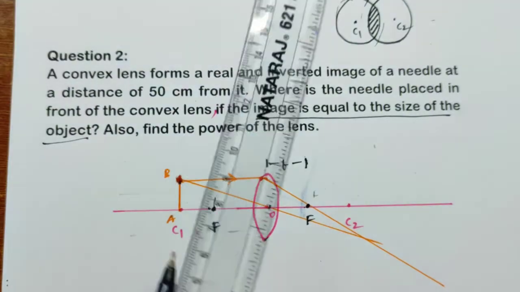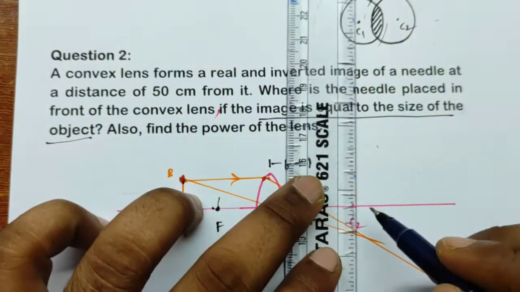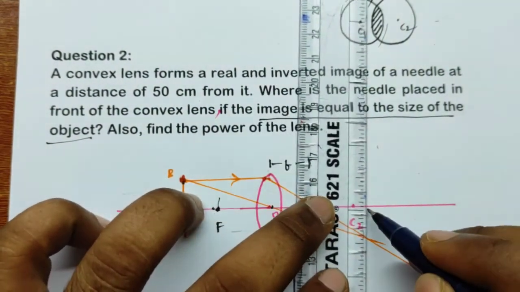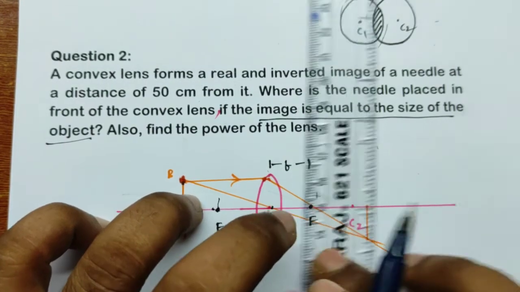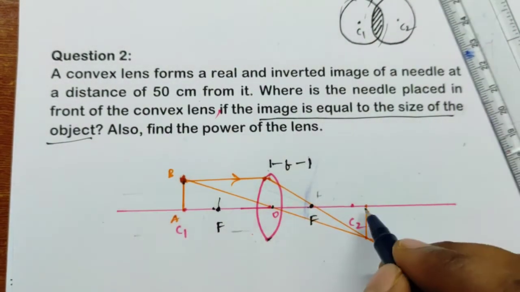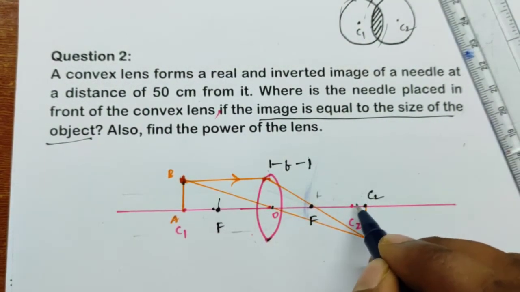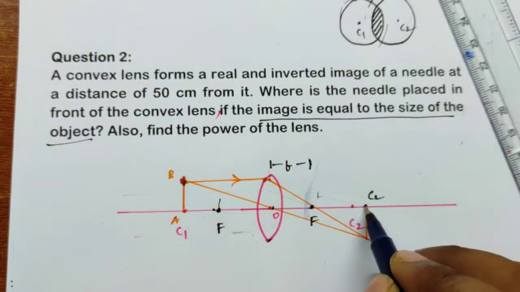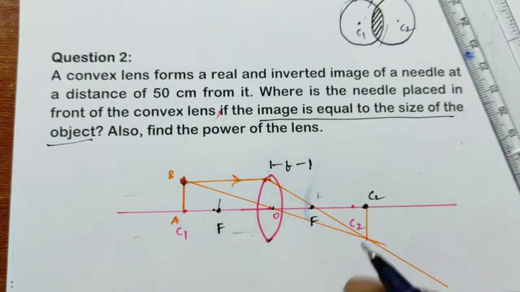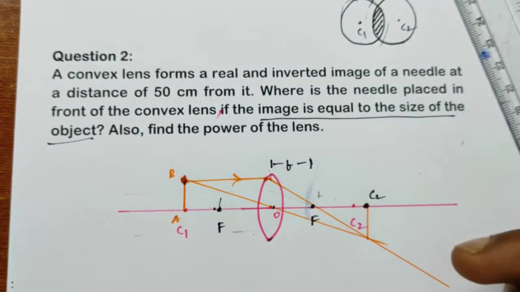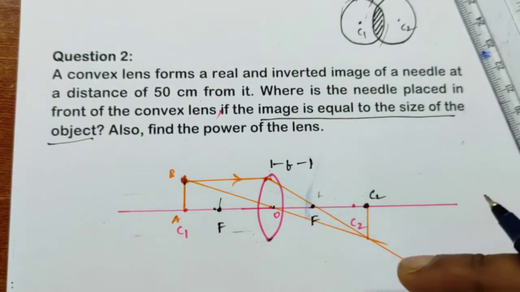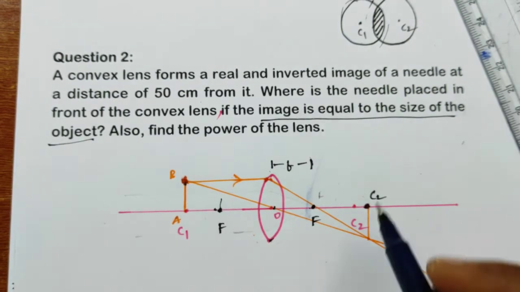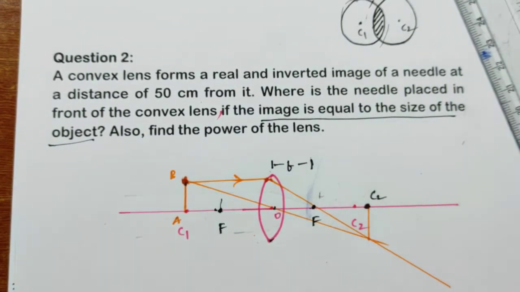Now if you see, these two rays meet at a point. So this point we will consider as C2. This is C2, center of curvature. Here I am assuming data, that's why it is not exactly coming. If you draw with exact values like 2 centimeter, 3 centimeter, it will come exactly. So this is the C2 here.